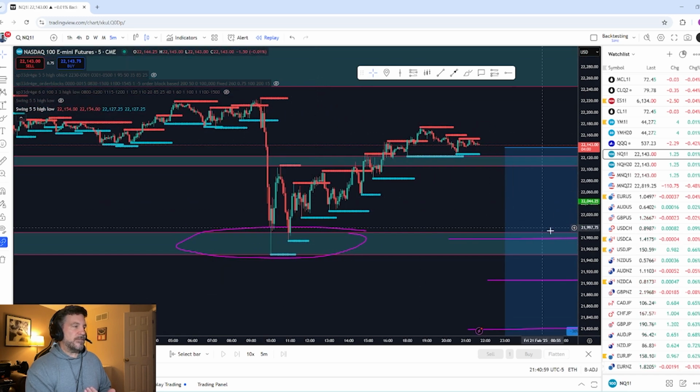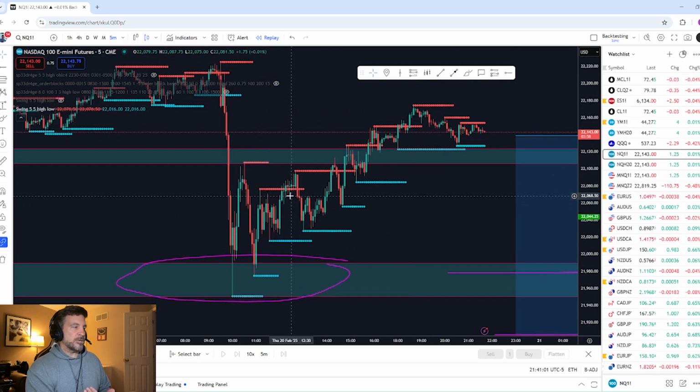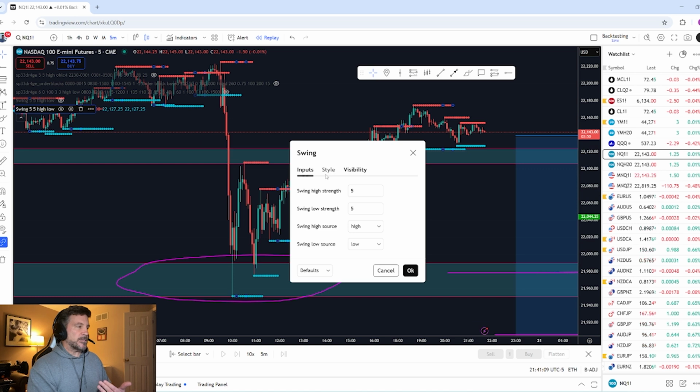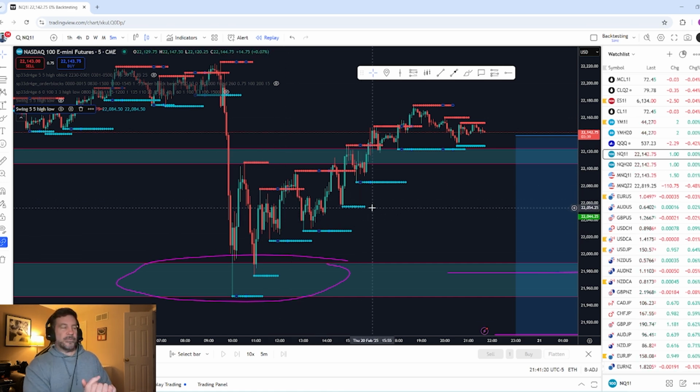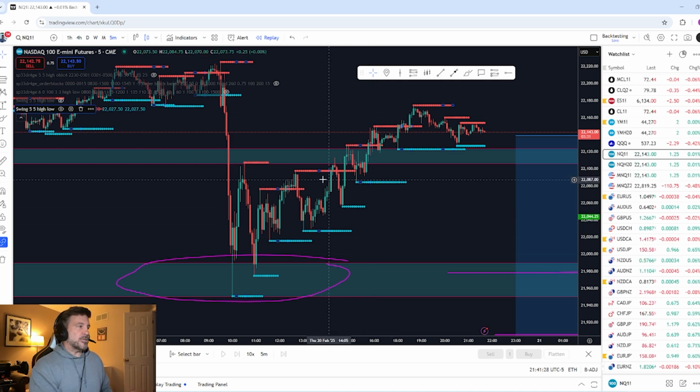Now I have these swing high points drawn on the charts for me. And you can change the settings on these to anything. You can just open up the indicator here, go into settings, and then you can literally just change the strength of this here and the source of the swing high and swing low. And what I'm looking for is a break of market structure. I'm looking for that break in market structure to confirm that price is potentially going to begin pulling away and moving in the opposite direction here.